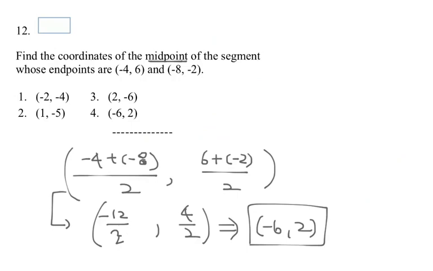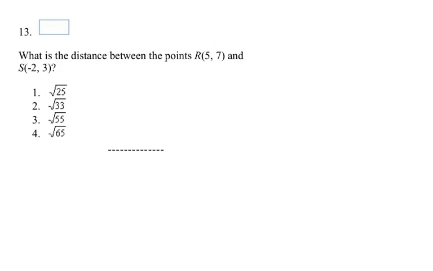Okay, negative 6 comma 2. Okay, choice 4. Yes, I couldn't see that before somehow. Alright, let's look at the next question, number 13.